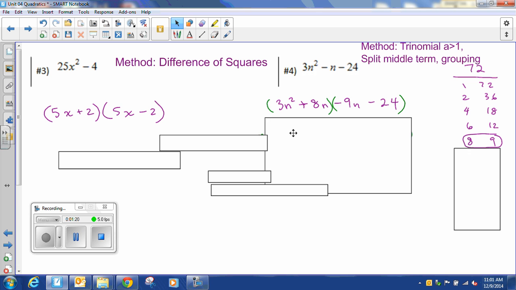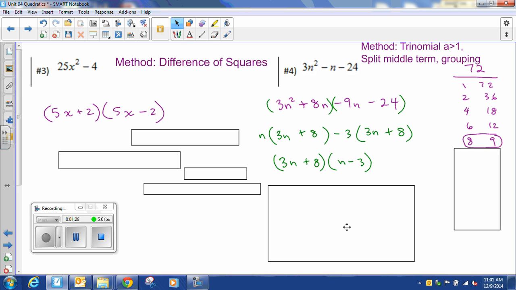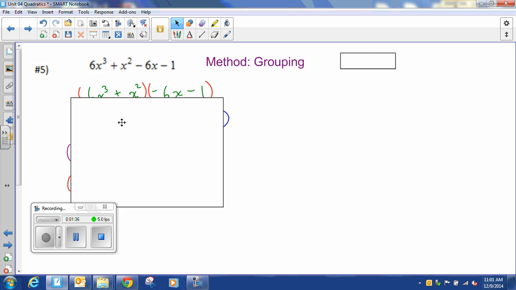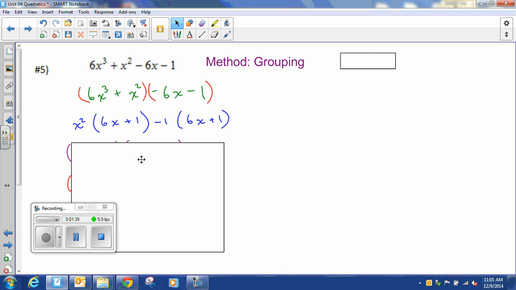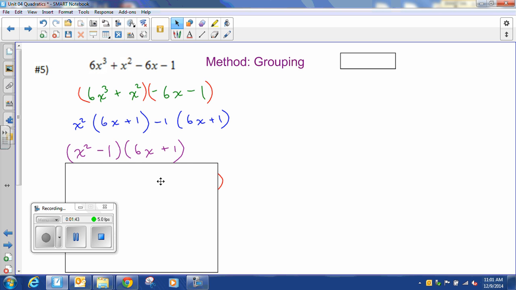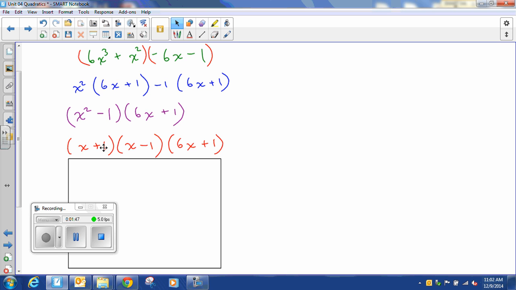We factor by grouping now. So I group them together like this. Extract the n, extract the negative 3, and this is our factored form of this trinomial. Last one is just standard grouping. x squared minus 1, 6x plus 1. We're not done yet because x squared minus 1 is a difference of perfect squares, which we can further expand out to x plus 1, x minus 1.